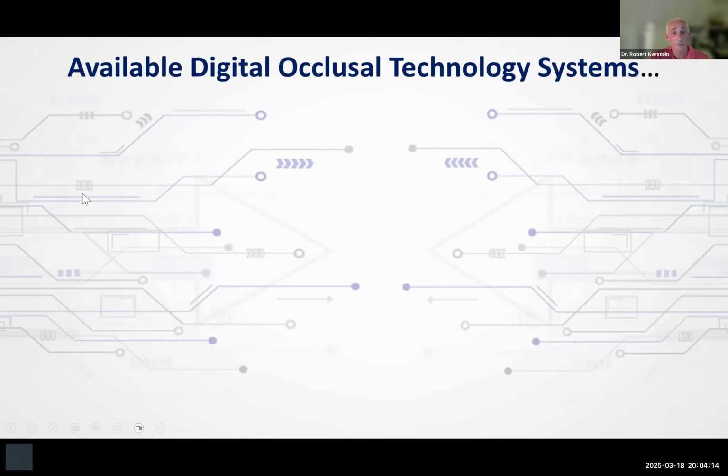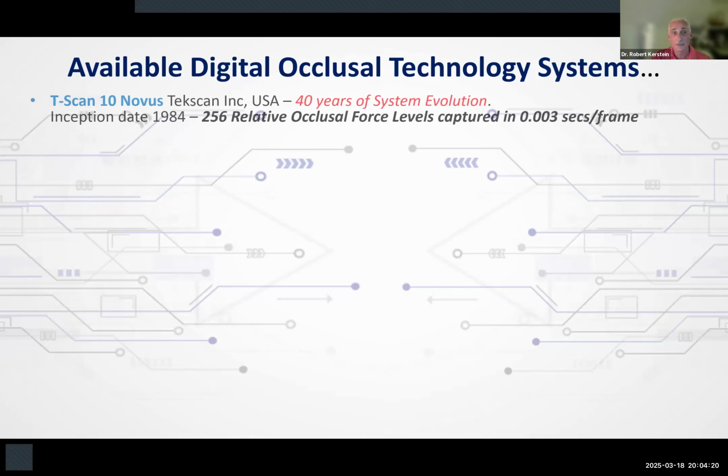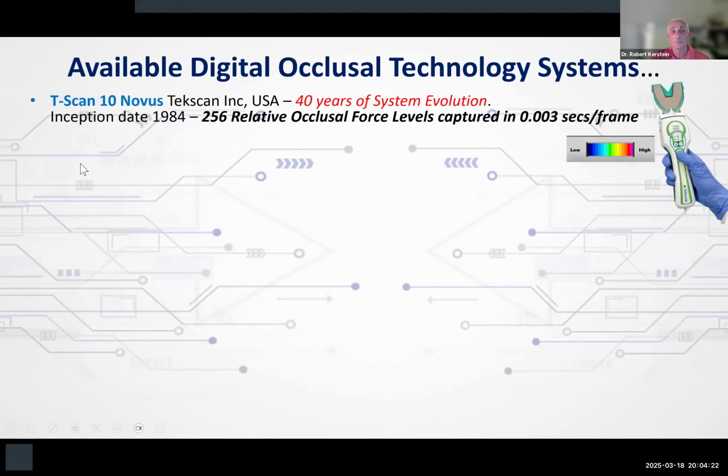What are the available digital occlusal technology systems that you can use in your day-to-day practice? Well, of course, the T-scan 10 Novus, which is the newest version of T-scan. It has 40 years of system evolution behind it, and I began using it in 1984. It measures 256 relative occlusal force levels and shows them to you in colors. They're recorded in a dynamic way in 0.003 of a second video framing, and it allows you to see incredible detail into the occlusion, which we'll obviously show you in this seminar.